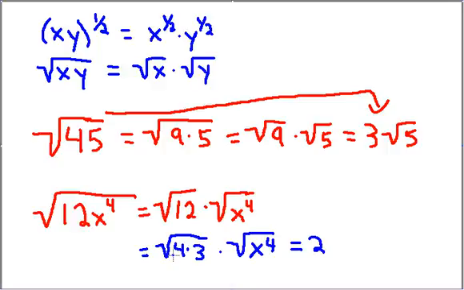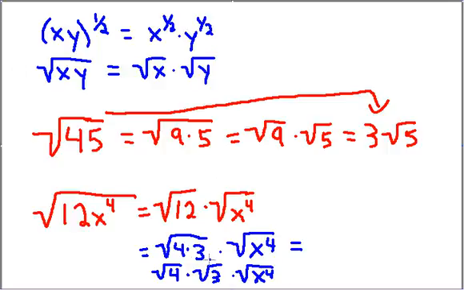And remember, we can break this apart. I probably should go ahead and write it here. The square root of 4 times 3 is the same thing as the square root of 4 times the square root of 3. Then we're going to be taking that and multiplying it by our square root of x to the 4th. Got a little ahead of myself there, so let's go ahead and just erase that too.